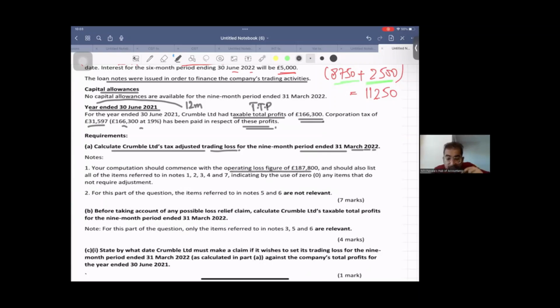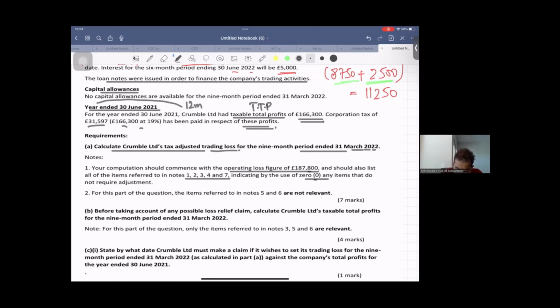See, always read the instruction that from where you have to start. So you need to start from operating loss figure, that is 187,800. And should also list all of the items referred in notes number 1, 2, 3, 4, and 7, indicating the use of zero.